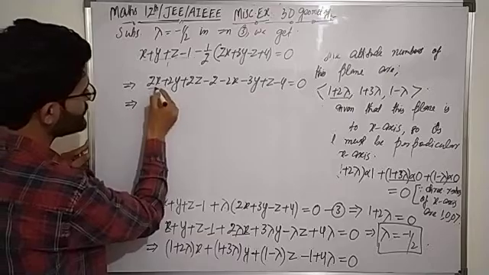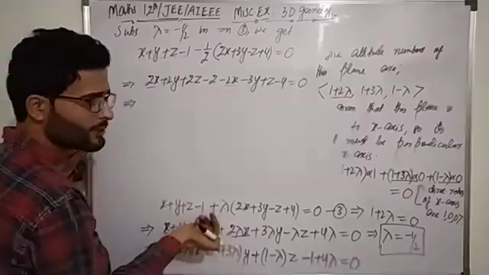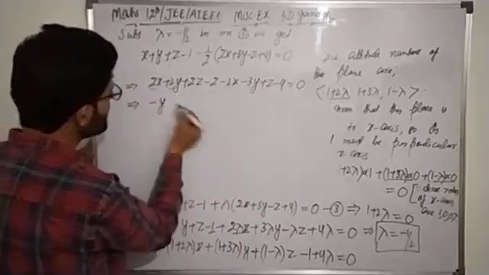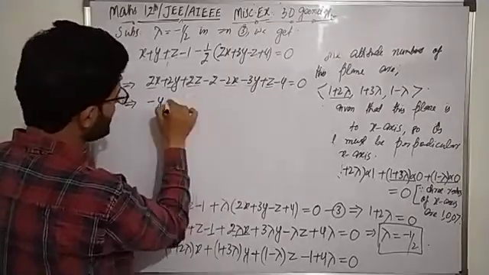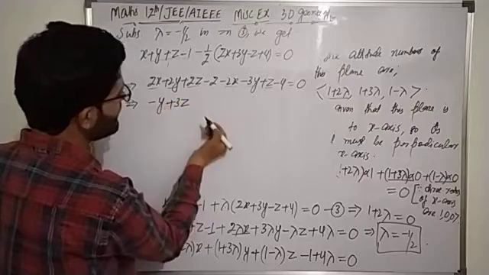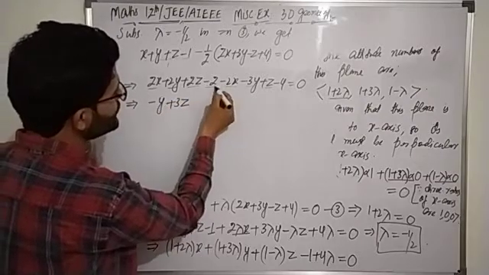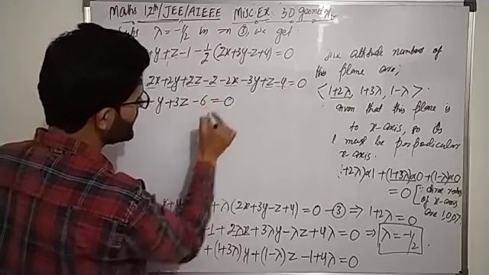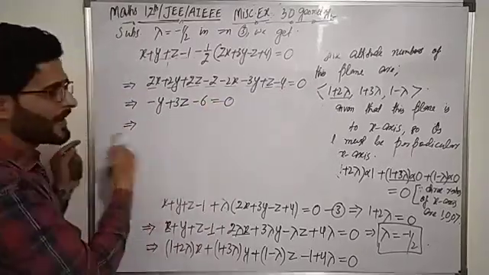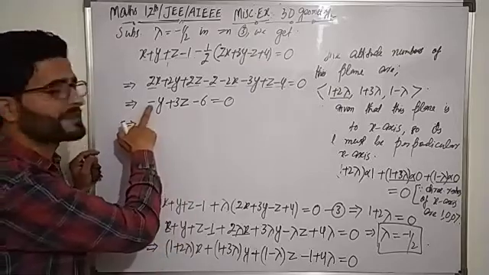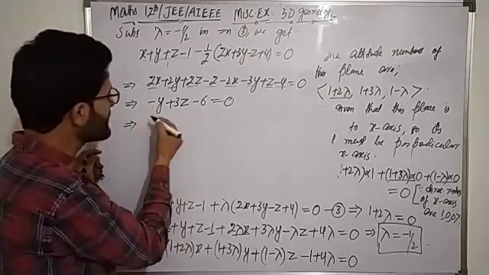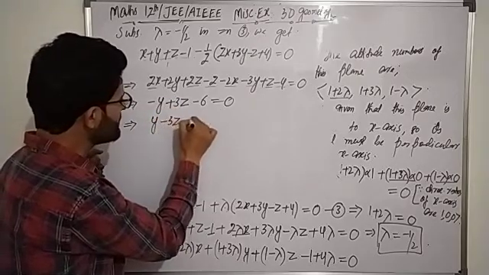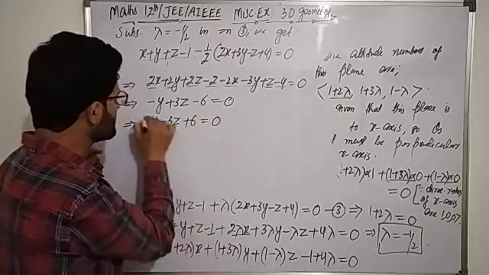Implies this can be written as 2x minus 2x, that is 0x, leave that, 2y minus 3y, that's minus y, 2z plus z, that is plus 3z, minus 2 and minus 4, that is minus 6 is equal to 0. Implies multiplying both sides by minus 1 in order to make this y as positive, तो क्या बनेगा, minus 1 से multiple कर दो तो this is y minus 3z plus 6 is equal to 0.